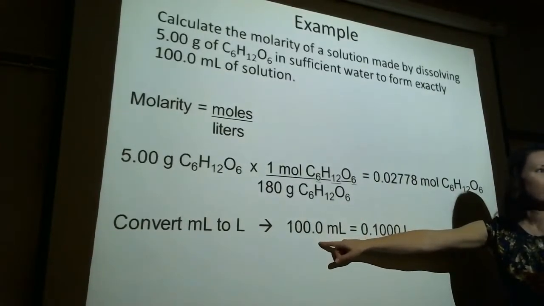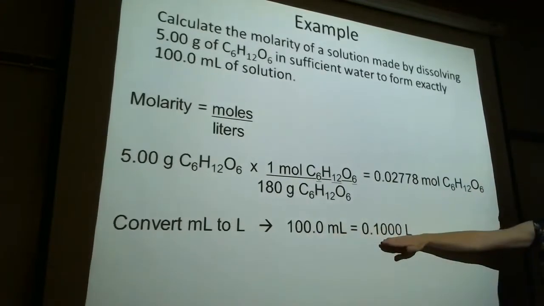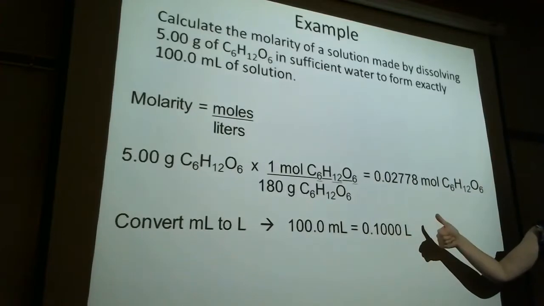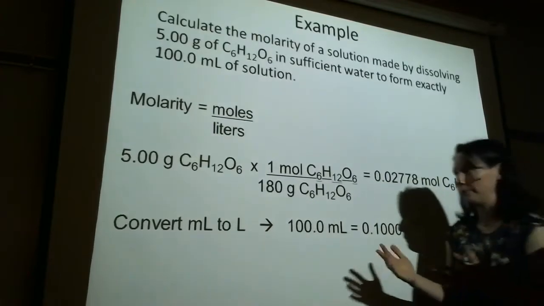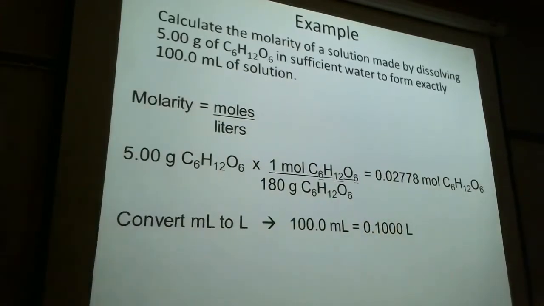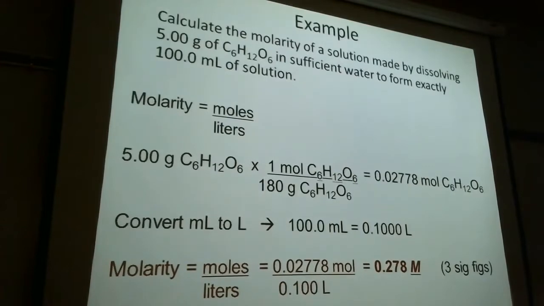Does that make sense? So if you convert milliliters to liters, if you've got 4 sig figs, you need to keep 4 sig figs. Make sense? Now when you divide this by this, that's all you have to do. Molarity is moles per liter. And then we're going to do our rounding at the very end. 3 significant figures.